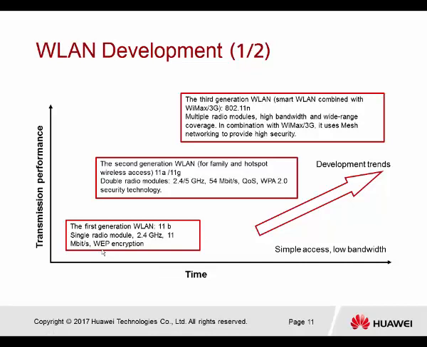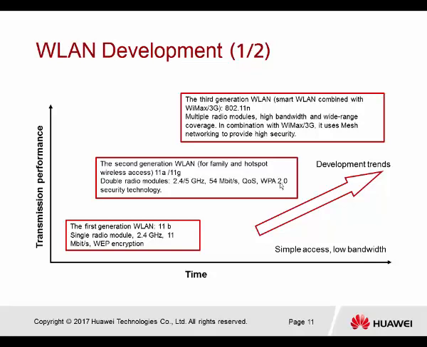For the second generation, they have 11A and G. These two standards use a different type of modulation. They start to support OFDM modulation. With this technology, they can enhance their throughput and bandwidth. This is the reason why they can get 54 megabit per second. They also started to support QoS and WPA 2.0, with better security protection for all the data.